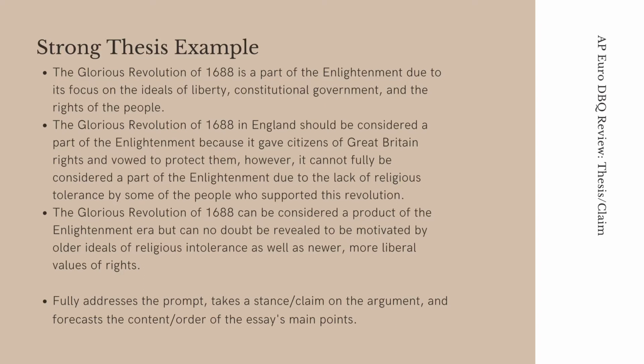So the first one is: the Glorious Revolution of 1688 is a part of the Enlightenment due to its focus on the ideals of liberty, constitutional government, and the rights of the people. This one addresses the prompt, whether the Glorious Revolution was a part of the Enlightenment or not, and uses 3 pieces of evidence: the ideals of liberty, constitutional government, and the rights of the people. And it is forecasting the content and order of the essay's main point, so it's a strong thesis.